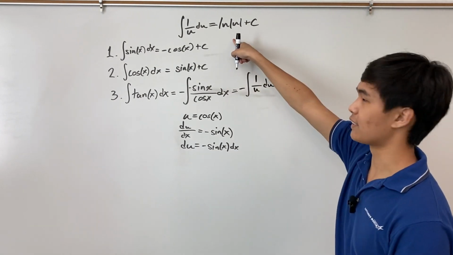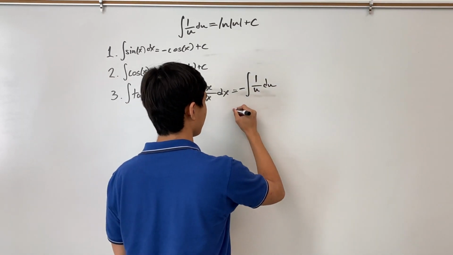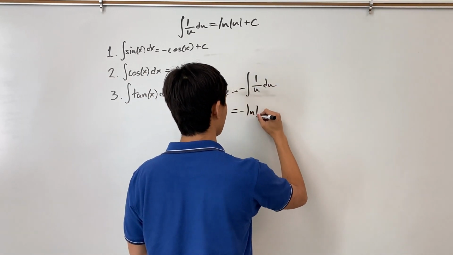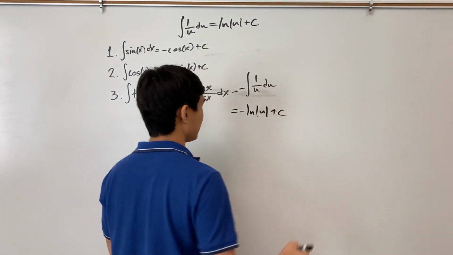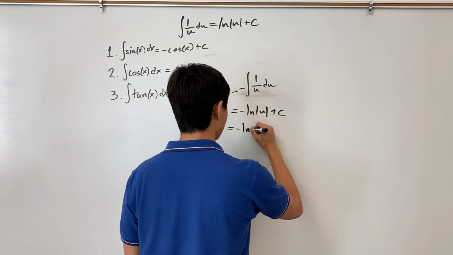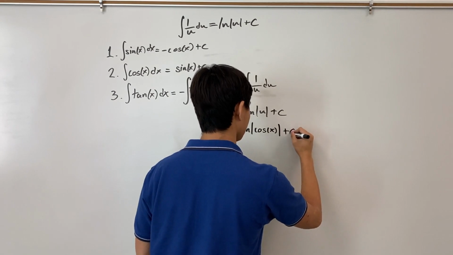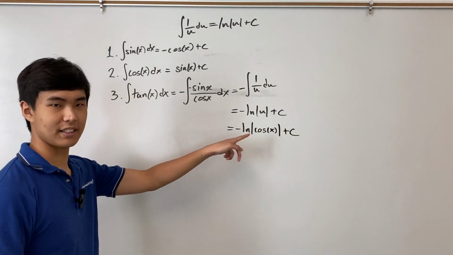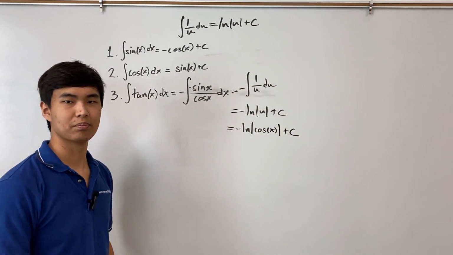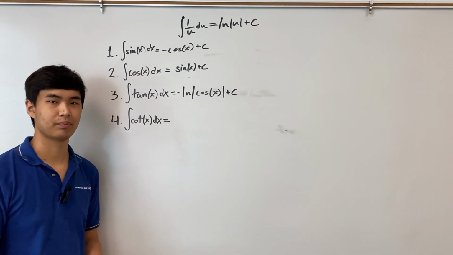And we should look at that. This is the integral for ln. So when we solve this, we have negative ln of u plus c. And since we said u is cosine x, this is negative ln of cosine x plus c. Notice that this is definitely not secant squared x. And the integral for cotangent of x can be solved in a similar manner, like this.